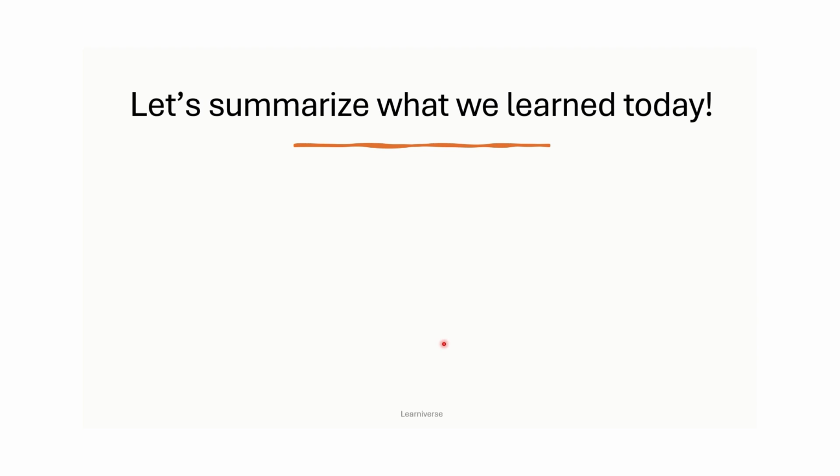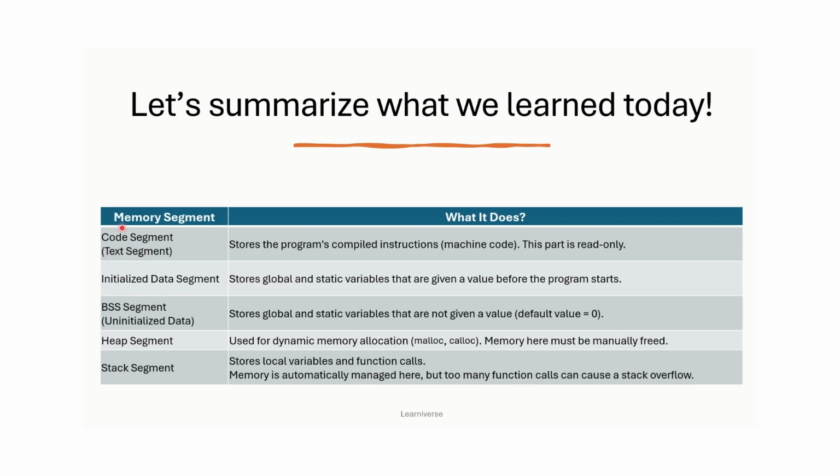So let's summarize whatever we have understood today. With respect to the code segment, it stores the program's compiled instructions, which means the machine code. This part is read only. The initialized data segment stores global and static variables that are given a value before the program starts. The BSS segment, or uninitialized data segment, stores global and static variables that are not given a value. The default value will be 0.